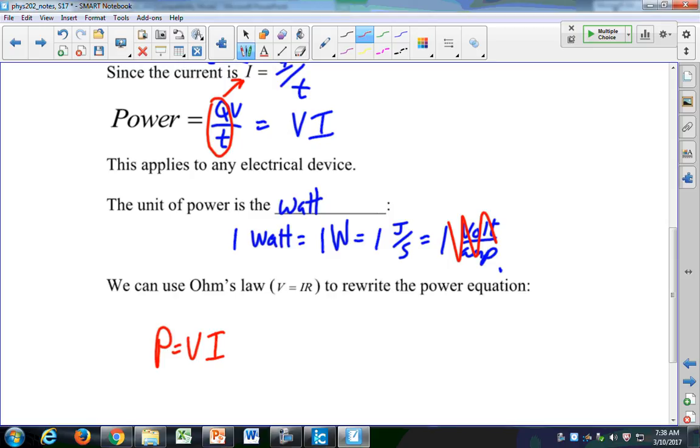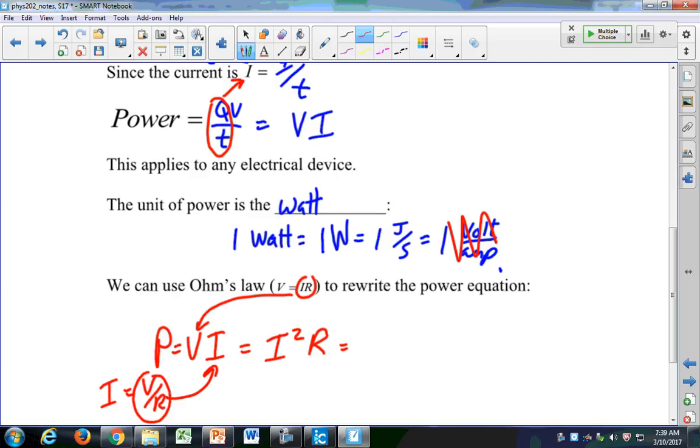Now we can make some substitutions. Since we know that V is equal to IR, we can plug that in, and we get P equals I squared R. I just substituted IR in for V. And then also, since I know that I is equal to V over R, I can substitute this in there, and I get power is equal to V squared over R.